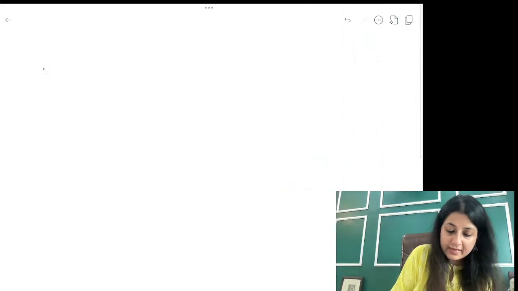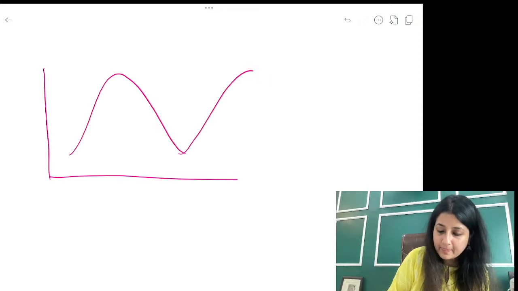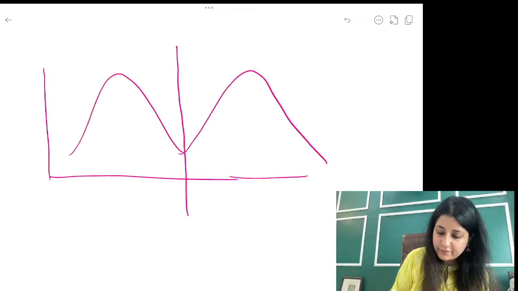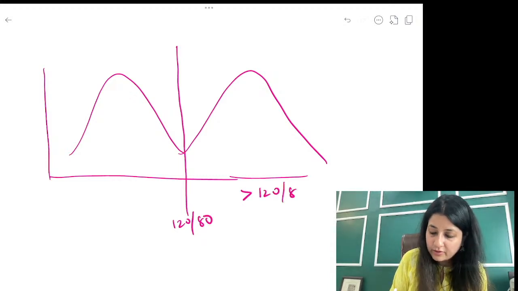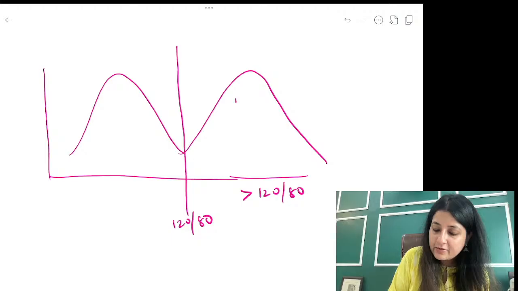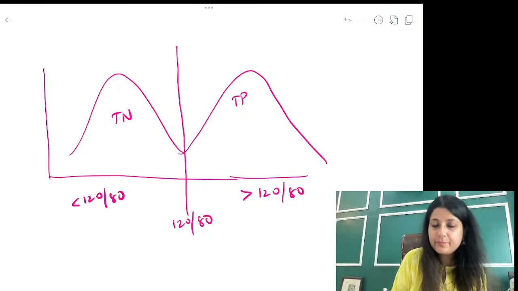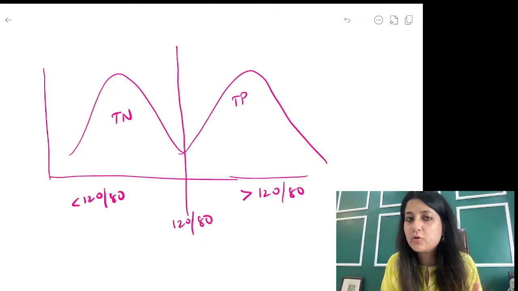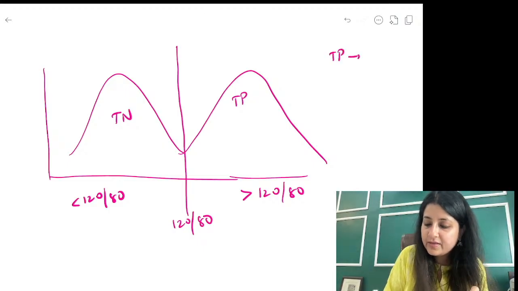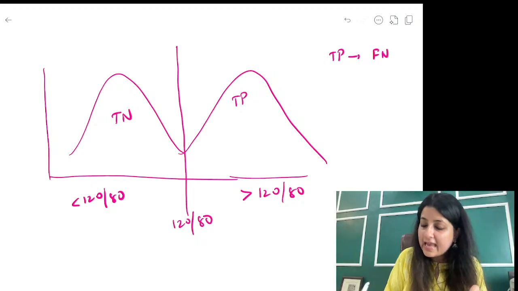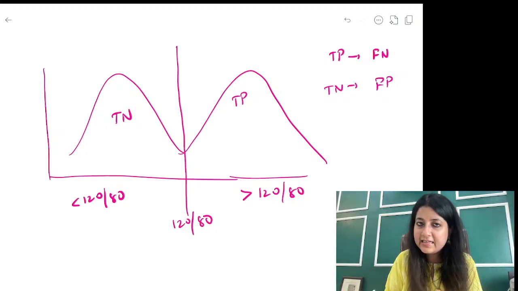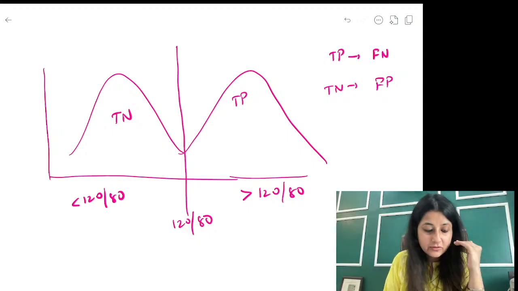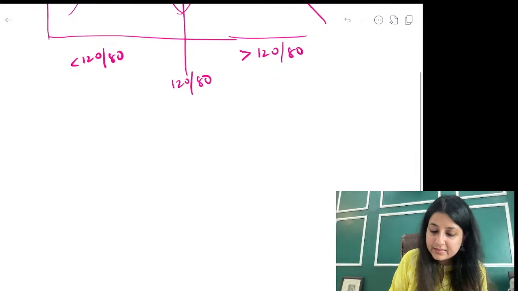Look guys, in an ideal situation, this is a cutoff. Let's say this is 120/80. Listen very carefully: all those more than 120/80 are true positives, and all those less than 120/80 are true negatives. But for a screening test, this is not possible. Why? Because with true positives, you will also get some false negatives, and with true negatives, you will also get some false positives. Right? This is a diagnostic test situation, it is not possible for a screening test. So what happens in a screening test?